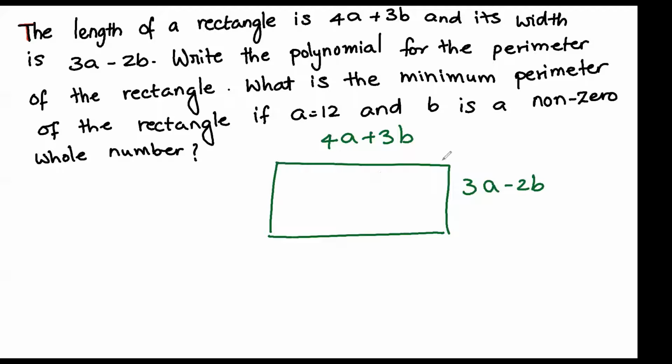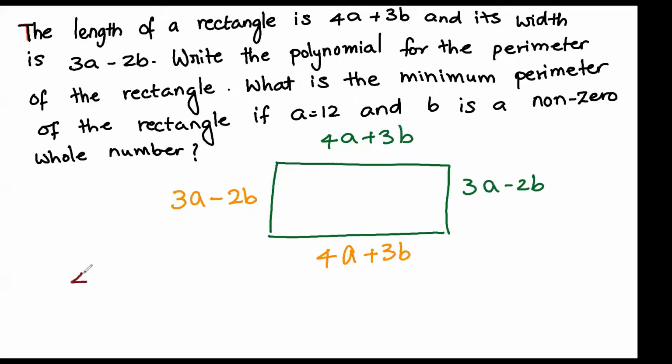Because this is a rectangle, if this side is 4a plus 3b, I know that this side is also 4a plus 3b. Opposite sides are going to be equal. So if this is 3a minus 2b, then this is going to be 3a minus 2b as well. Now, when they say perimeter, all that you need to do is add all four sides. If you add all four sides, you would be able to determine the perimeter of this rectangle.